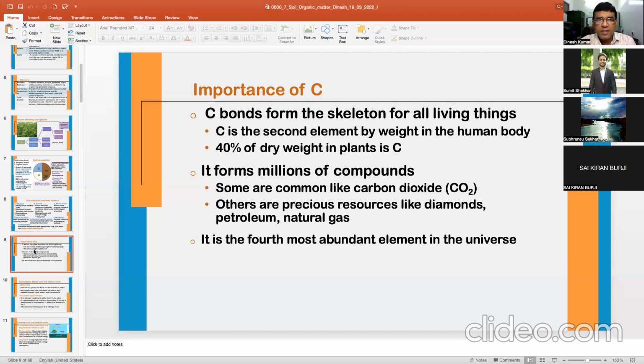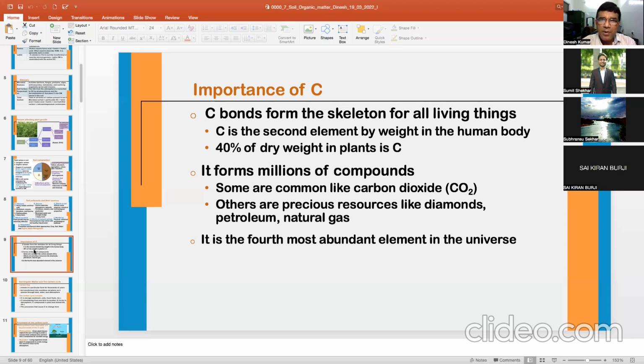In organic materials, carbon can be 58%, as we have just seen. This is just a very rough value. However, it can be 42%, 45% also. The next important point is that it forms millions of compounds. No other element makes as large a number of compounds as carbon. Some are common, like carbon dioxide, which you see everywhere. Others are very precious resources, like diamond. Diamond is pure carbon. Variety of petroleum products are there. All have carbon. Natural gas, you can go on counting the carbon compounds. They are numerous.